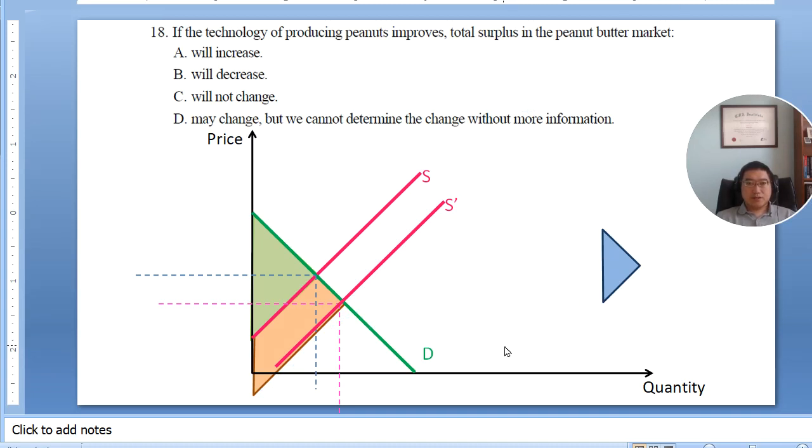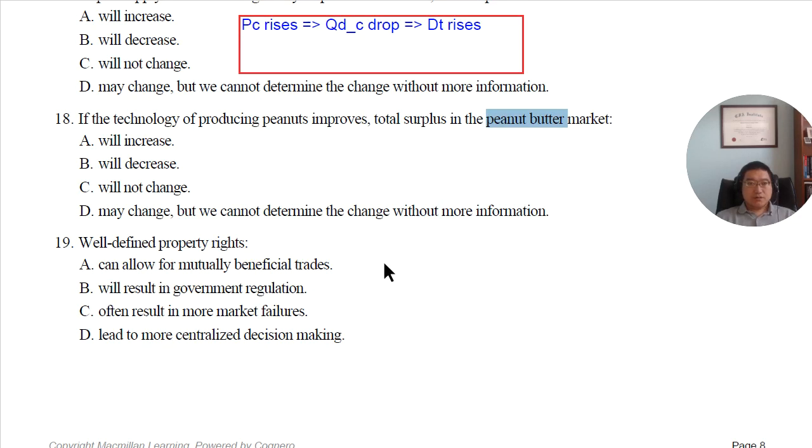Okay, that's our question number 18. Let's look at question 19. Well-defined property rights can allow for mutually beneficial trades. Yes, you can tell which this product, which this service, belongs to, right? Then you've got to pay to buy it. Then that's a mutually beneficial trade. If you don't want to pay that price, you don't get the product. That's about it.